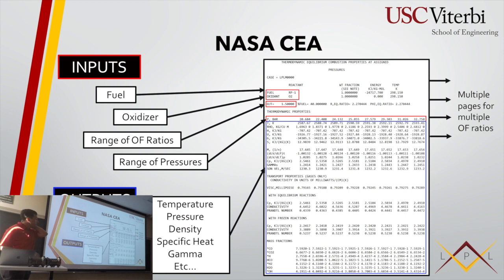So if you look here, you have your inputs. You have your fuel and your oxidizer. And then from there, your range of OF ratios. Like you were mentioning, different mixtures are how you end up with different ISPs, this ratio. So you can play around with how much fuel to how much ox. And then your range of pressures. So you can play around with a bunch of ranges, and then it outputs this sort of stuff.